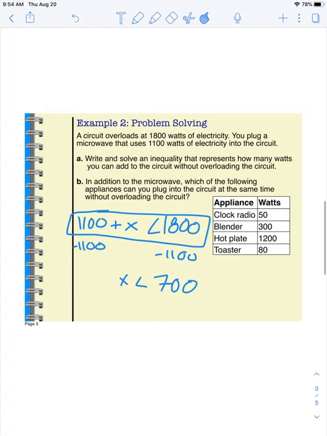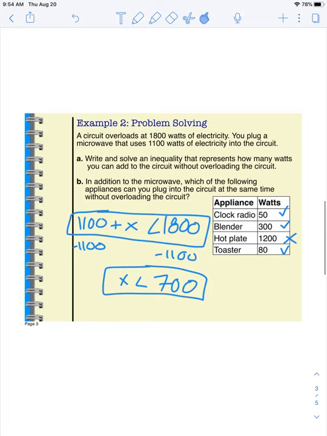All right, so in addition to the microwave, which of the following appliances can you plug into the circuit at the same time without overloading the circuit? Well, whatever it is, it has to be less than 700 watts. So, can I plug in the clock radio? Yes, I can. 50 is less than 700. Can I plug in the blender? Yes, I can. 300 is less than 700. Can I plug in the hot plate? No, I cannot. 1,200 is greater than 700, which would overload the circuit. All right, and yes, I can plug in the toaster, which is 80.